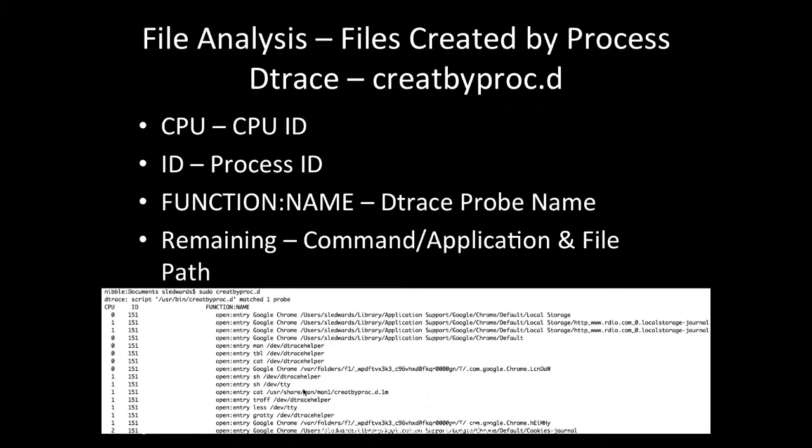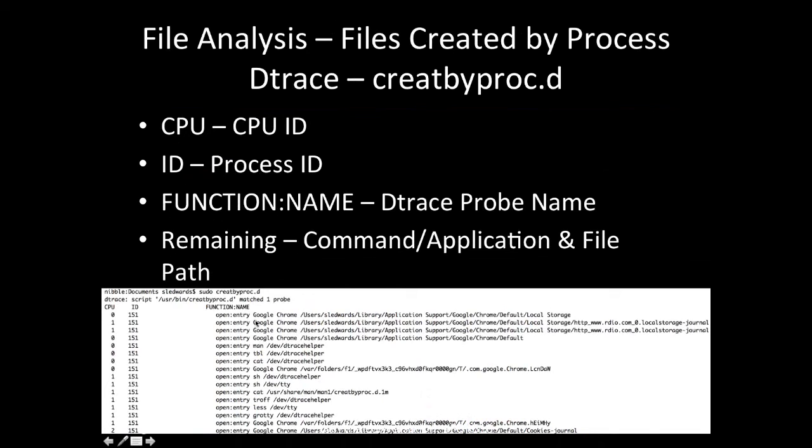So files created by process, creatbyproc.d. Again, we have the function name and the remaining information, which is going to be mostly useful to us. So these are files created by processes. In the screenshot, we have Google Chrome. This is pretty much all legitimate traffic for these particular screenshots. We have Google Chrome accessing the user's default Chrome directory, doing some stuff with local storage. And we can actually see the website that I was accessing at the time, www.rdio.com. So I was rocking out to some music while I was creating these slides.